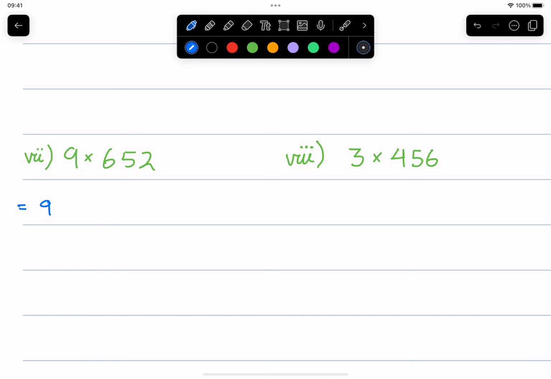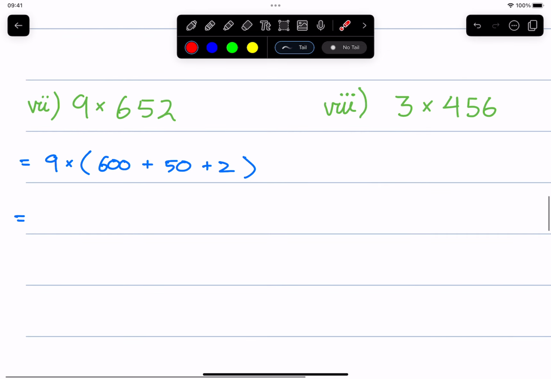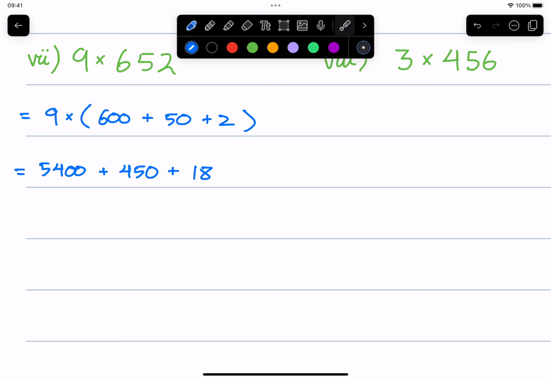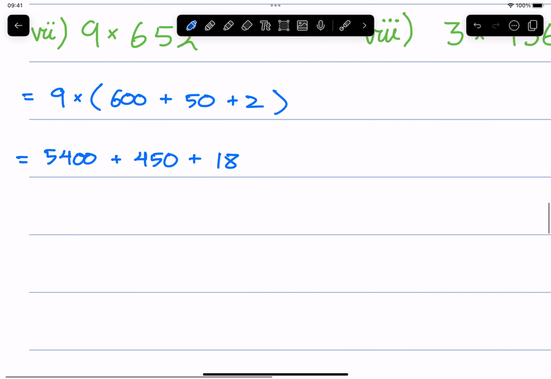So this is going to be 9 times 600 plus 50 plus 2. And the method remains the same, even with more zeros. So 9 times 6 is 54 with 2 zeros. 9 times 5 is 45 with 1 zero. And then 9 times 2 is 18. Now with this, you could try and add all 3 of them in one go. But to make things just ever so slightly easier, we can do 2 at a time. So I add these 2 first.